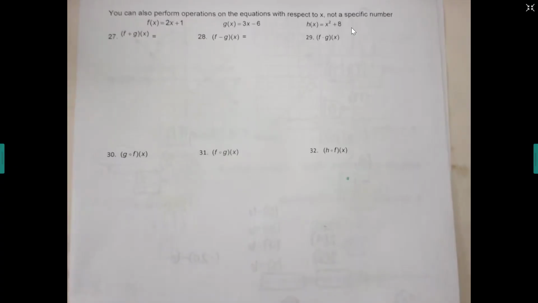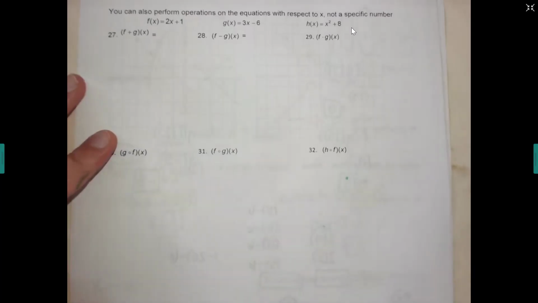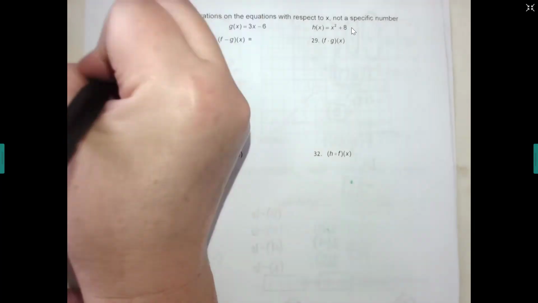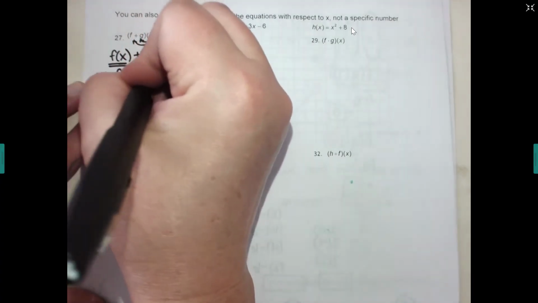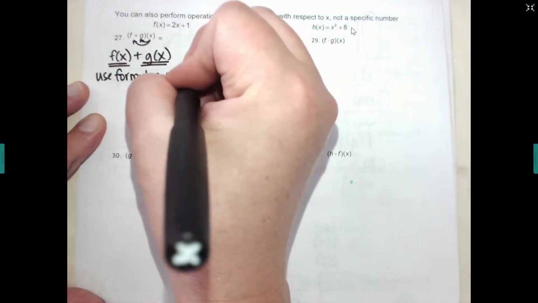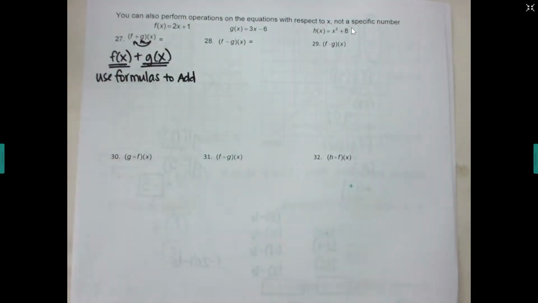Okay, like I said, you have done this before, but I know it's been a minute. So if they leave this as an X, so notice they're not putting a number in the parentheses, they're leaving it as an X, then you're gonna do whatever the operation is on the formulas. Okay, so I want you to put right here, my X is gonna go in, but now it's F of X plus G of X. Then we're going to use the formulas to add. Okay, and so what I mean by that is you're not going to plug in like a 3. You're just going to leave it the way that it is.